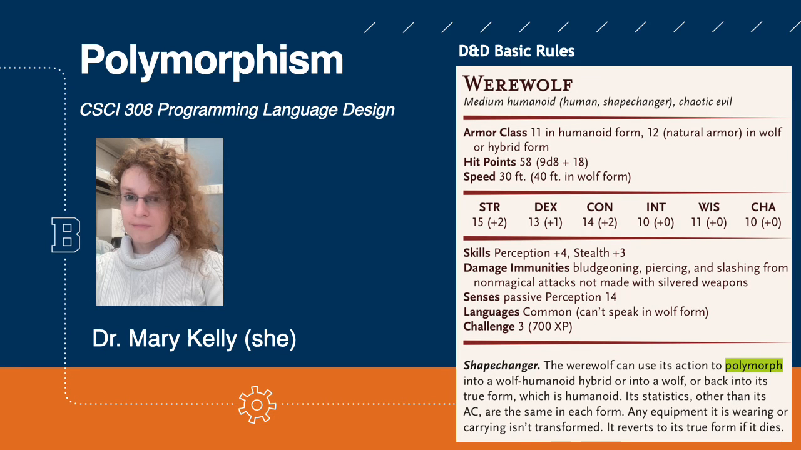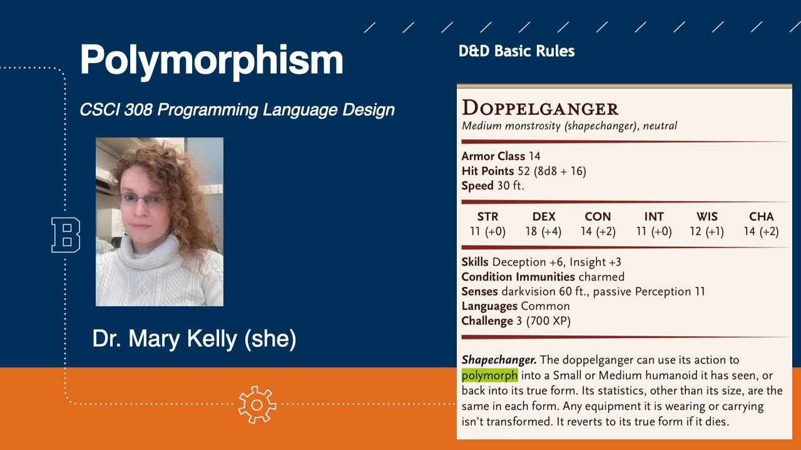Hi, I'm Professor Kelly, and this is a lecture on polymorphism for CSCI 308, Programming Language Design. You've probably heard the word polymorph before, perhaps in fantasy literature. Polymorph is used, for example, in Dungeons & Dragons to describe when a werewolf turns into a wolf, or when a doppelganger transforms into some person they've seen.